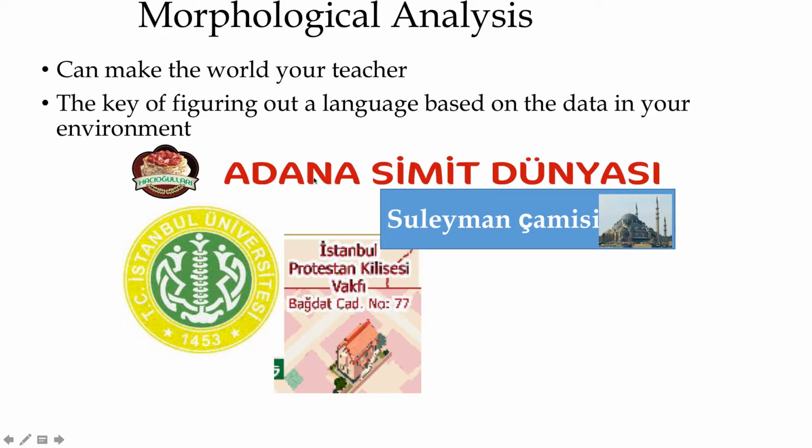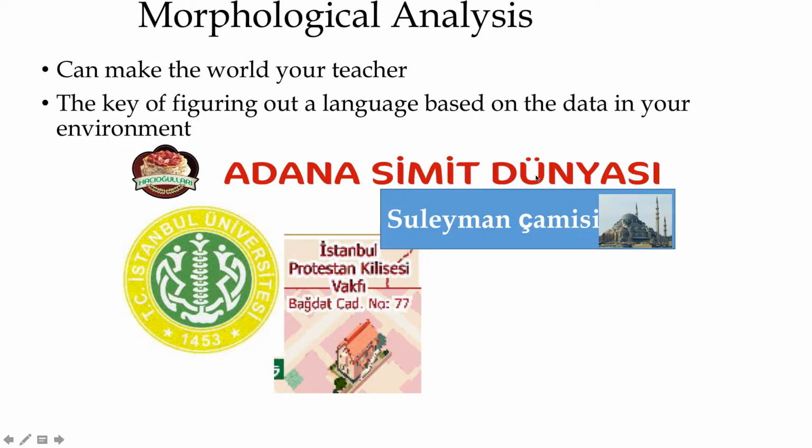So this sign: Adana Simit Dünyası. What's going on here? I know that Adana is a city in Turkey, the city that I was in. Simit, I know, is a kind of bread. It's like a Turkish bagel. And I know this because the man who holds all this bread is shouting every day, Simit, Simit, Simit. So I was able to map the sound simit to these round baking breads that he was clearly selling. I'm mapping the form to the meaning. I'm doing some morphological analysis even right there.